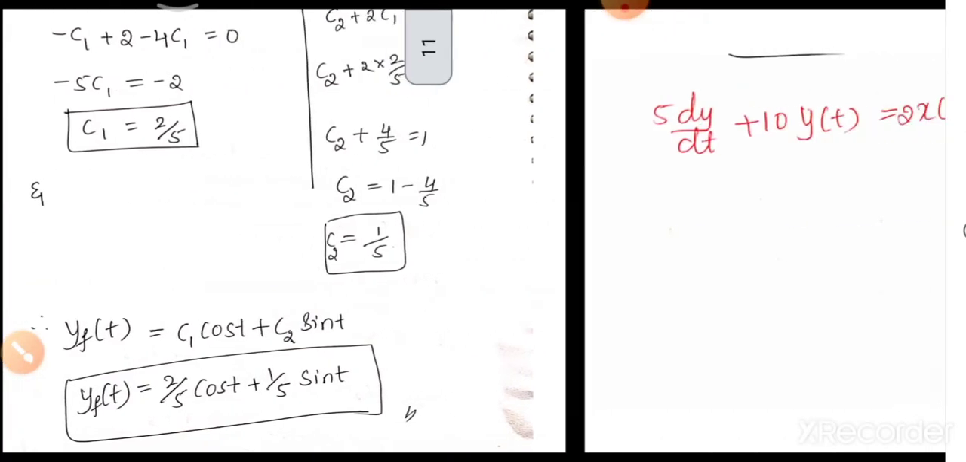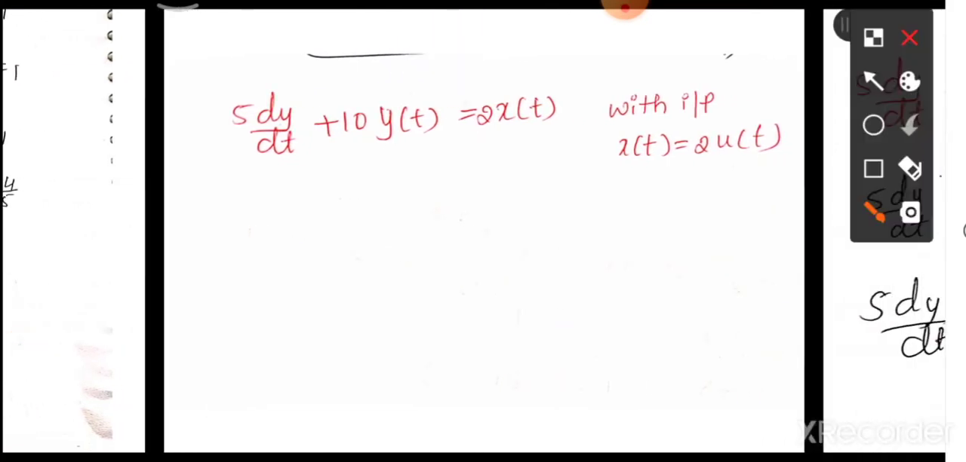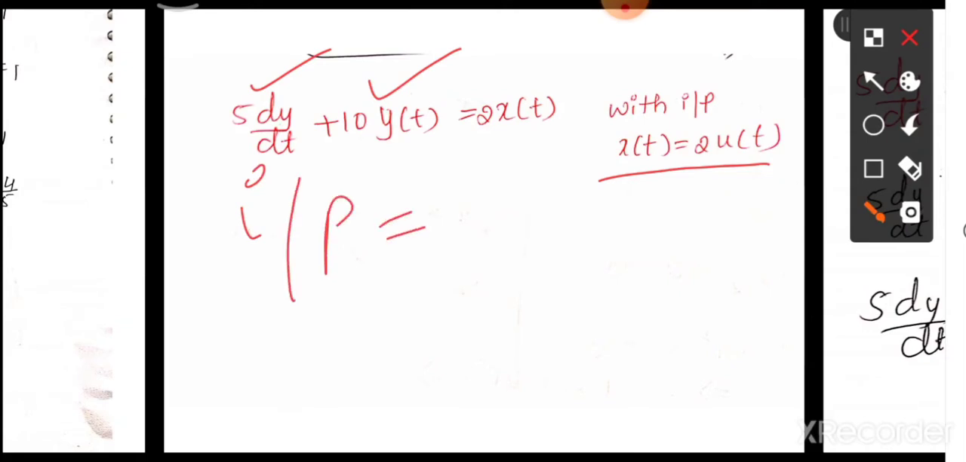Okay, let's deal with another one, very simple, that is they have given 5 dy by dt plus 10 y of t equal to 2u of t. What is this input? 2u of t is nothing but 2. Okay, just get what is your input now. What will be the input? This is your input. 2u of t is nothing but 2 only.